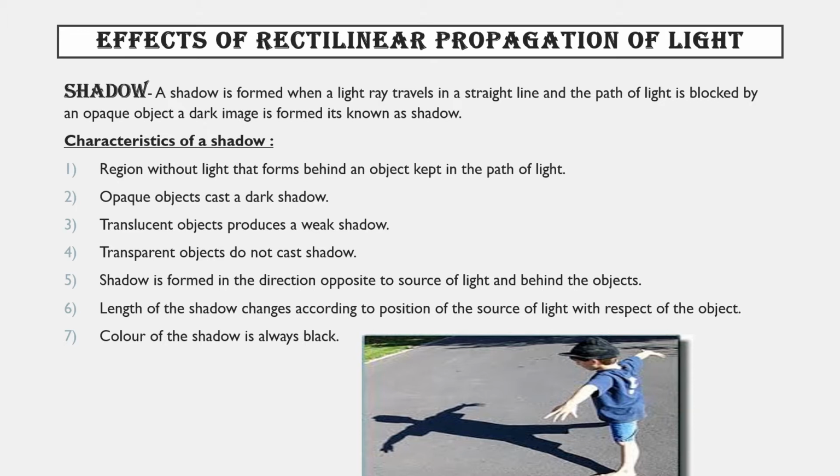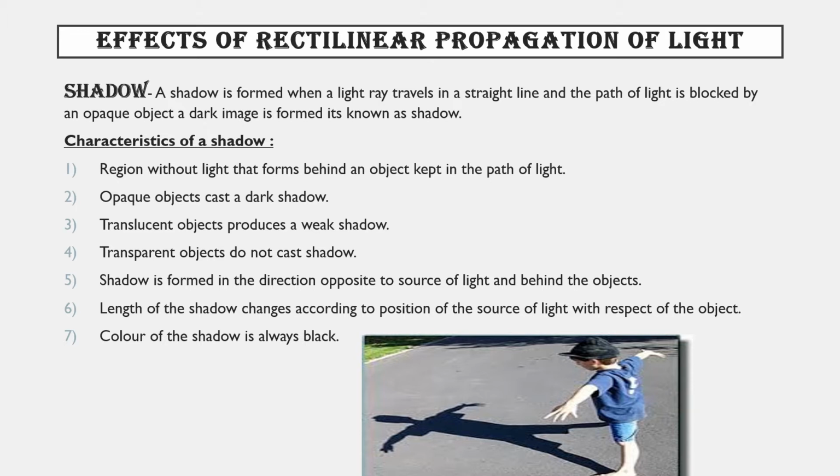Now, effects of rectilinear propagation of light. In the last video we learned about rectilinear propagation of light. Now what are the effects? First one, shadow. Due to rectilinear propagation of light, shadow is formed. Now let us understand what is shadow.